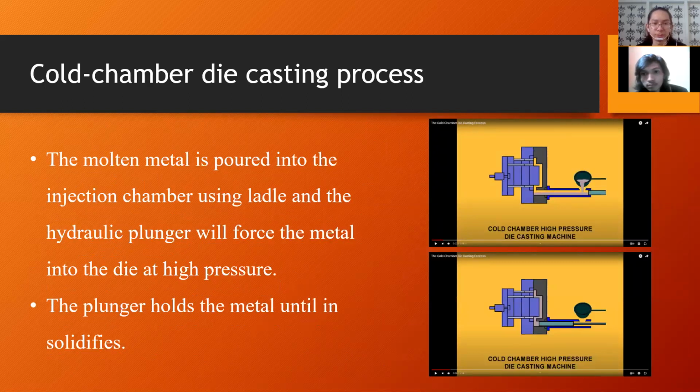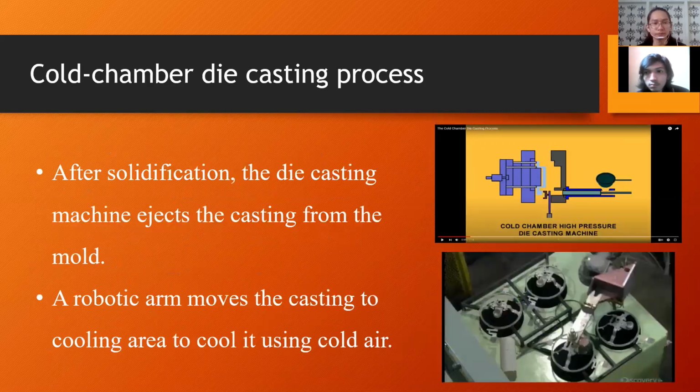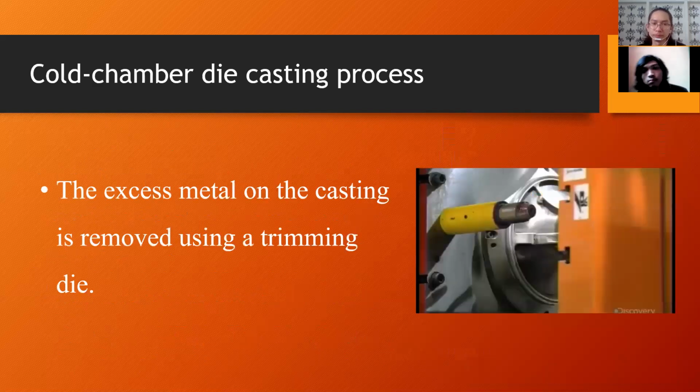Next, the molten metal is poured into the injection chamber using a ladle, and the hydraulic plunger will force the metal into the die at high pressure. The plunger then holds the metal until it solidifies in the cavity. After solidification, the die casting machine ejects the casting from the mold, and a robotic arm moves the casting to the cooling area and cools it down using cold air. Then the excess metal on the casting is removed using a trimming die.